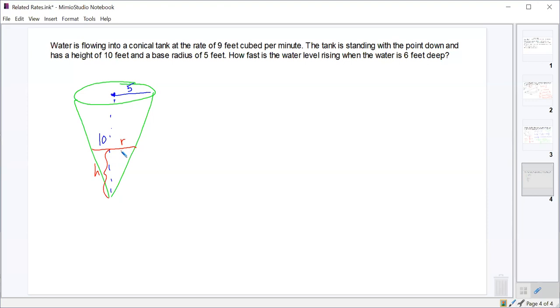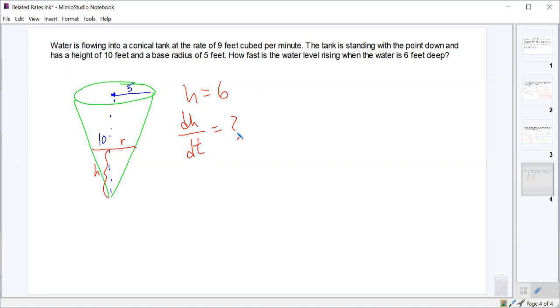Yeah. Okay. So what information are we given? We're given information that the water level is rising and that we're interested in the height being 6. And we're looking for how fast that water level is rising, which would be a dH/dt, a change in height. What else are we given? We're given that water is flowing into the tank at 9 cubic feet per minute.